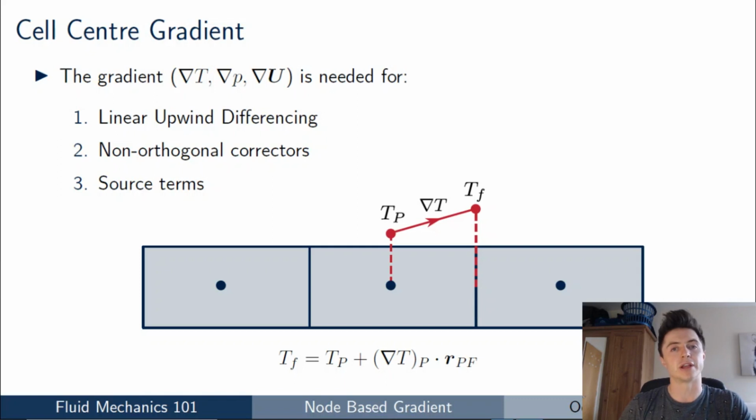We also need the gradient when we're evaluating non-orthogonal correctors on non-regular meshes, and we also need the gradient at the cell centroid for some source terms. So there are a variety of reasons why we need the gradient at the cell centroid. But the important thing to remember here is that at this point in time, we know what the value is at the cell centroid, TP. We know what TP is, and we'd like to use that to calculate what the gradient is.